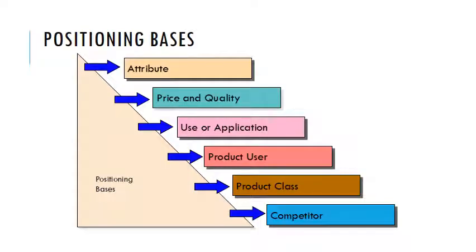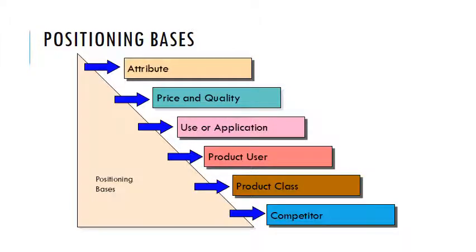So these are the positioning bases, how companies use positioning. Companies position based on attribute of the product, might be ingredient of the product and so on, based on price and quality, based on user application, then based on the product user. Whether it is a women user, you can do your positioning based on that. If you're focusing on children, you can position based on that. Then position based on the product class, whether it is a premium product, luxury product, or an average or mediocre product and so on.